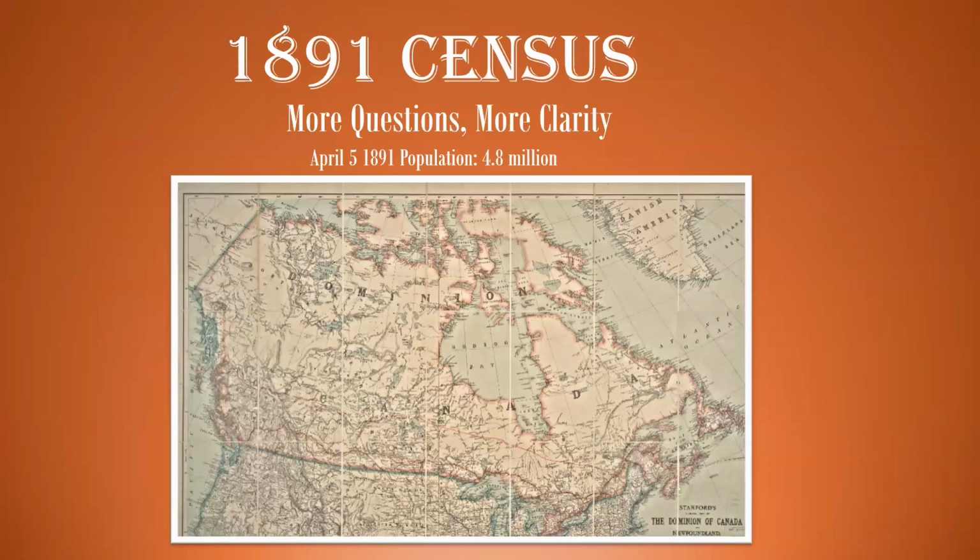Now, in the 1891 census, there's more questions and more clarity. They took it April 5th, 1891. 4.8 million people by then. Now, I want to also point out that we are fortunate to have that 1891 picture because, as you all may know, 1890, we've lost it for the US. So if you're lucky enough to have your people actually come to the United States after 1891, at least you have found them on a Canadian census. So that is a very important thing.